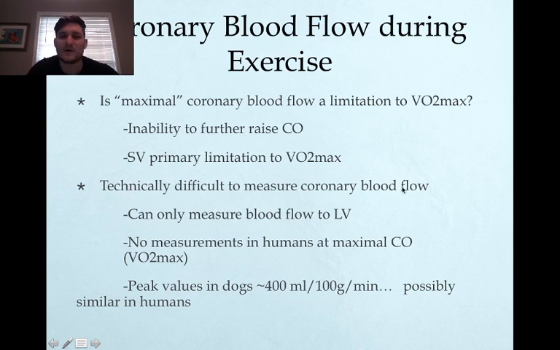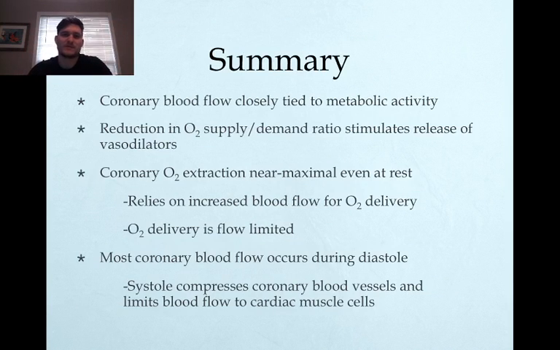And so it is hard to, again, measure coronary blood flow using certain technologies. We can measure blood flow to the left ventricle, but there's no measurement in humans of what the max coronary blood flow is during maximal activity. There is an estimate value in dogs, which is 100 milliliters per 100 grams per minute. But a lot of times, when you compare animal and human studies, the metabolism is different, physiology is different, so it's hard to make a direct comparison.